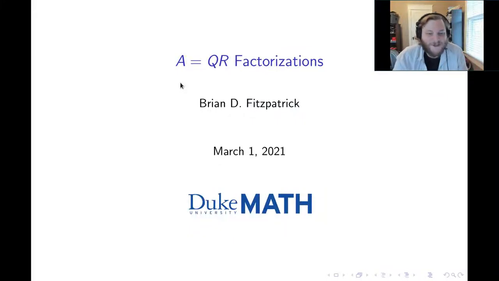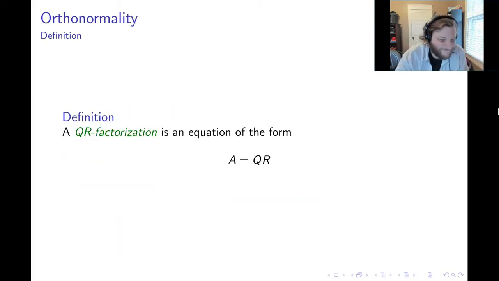A equals QR. This is one of the most important factorizations in numerical linear algebra. So what's it all about? Well, by definition, a QR factorization is an equation that looks like this: A, which is a matrix, equals Q times R.